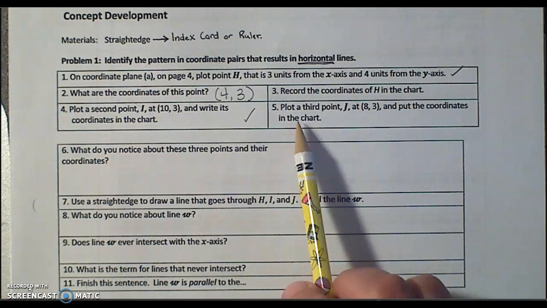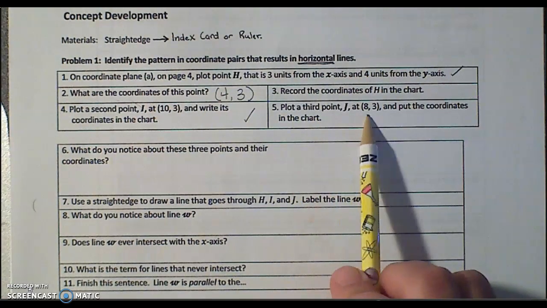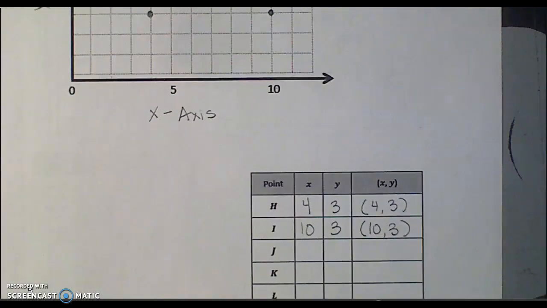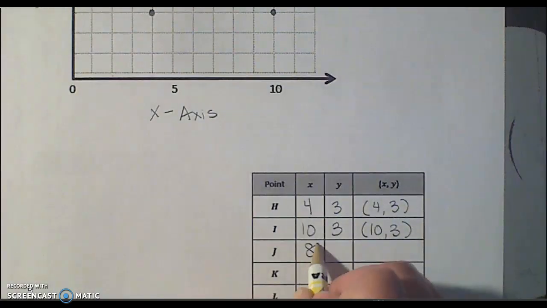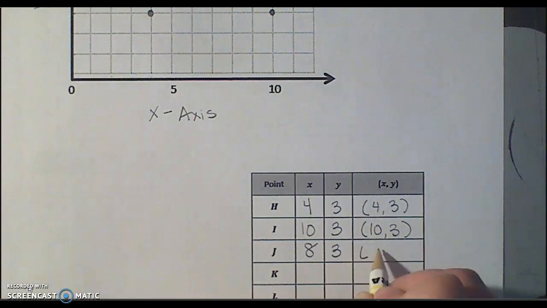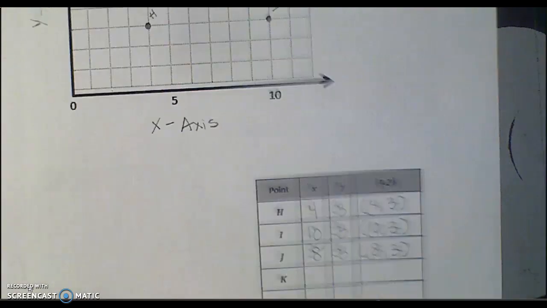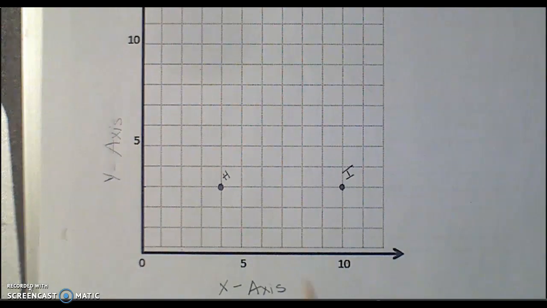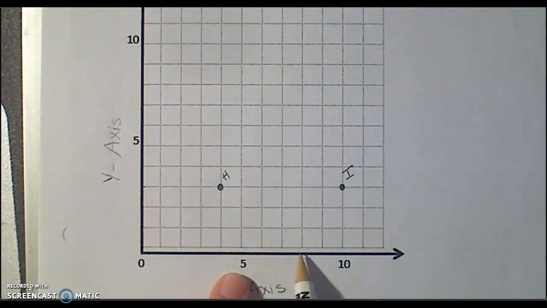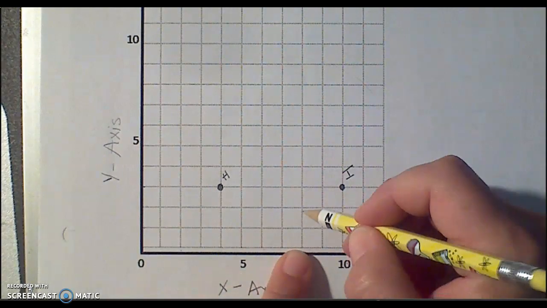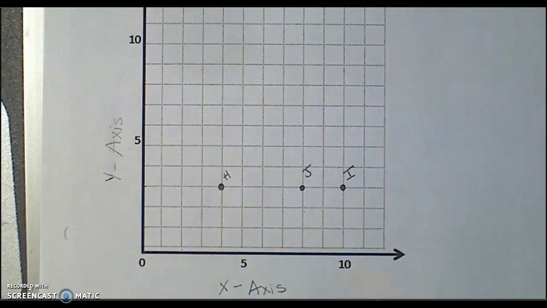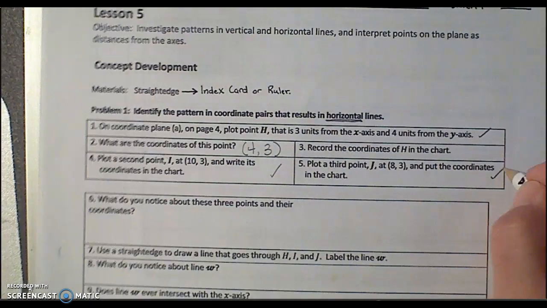Step 5 says, plot a third point J at 8, 3, and put the coordinates in the chart. J is at 8, 3. Our coordinate pair is 8, 3. Back to our chart. I can go from 5, 6, 7, 8, and up 1, 2, 3. And there's my point for J. And we're going to check that step off.